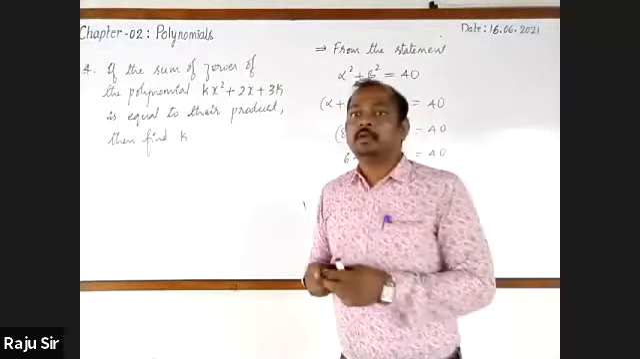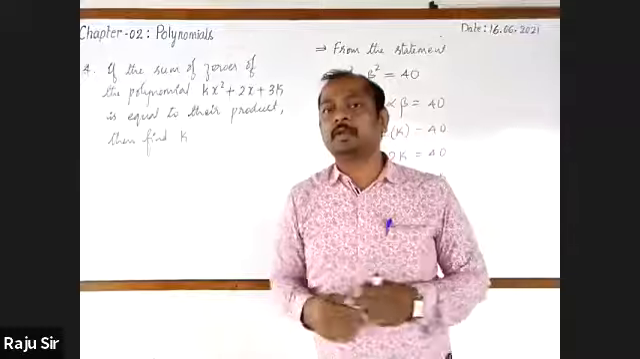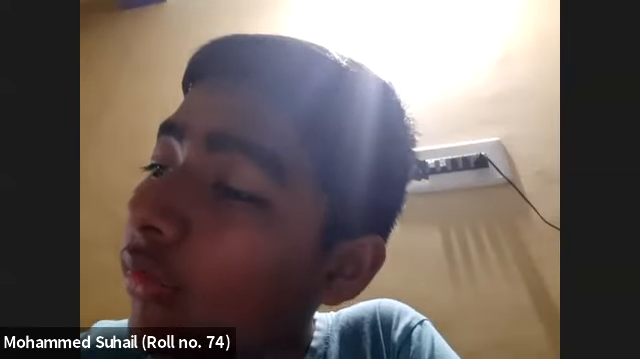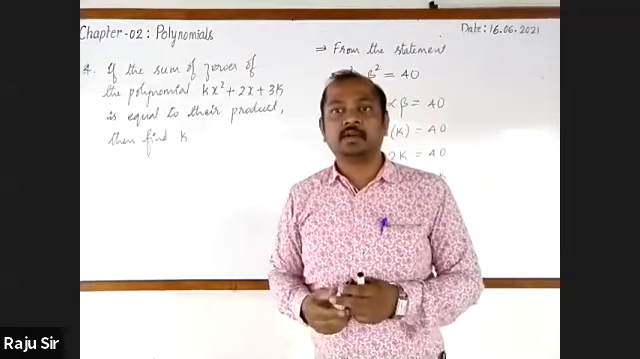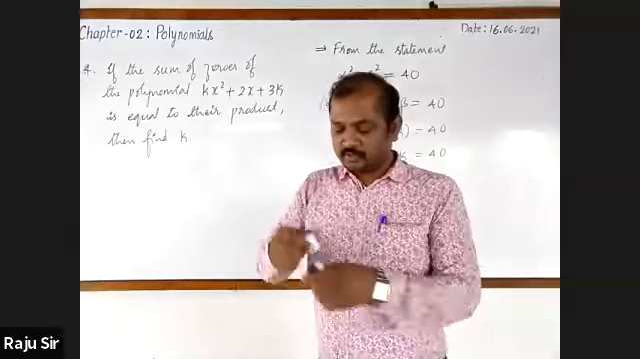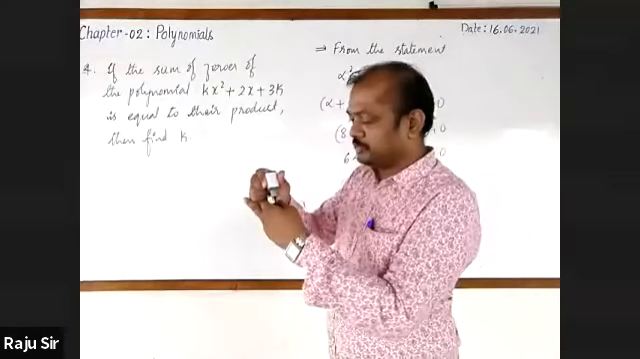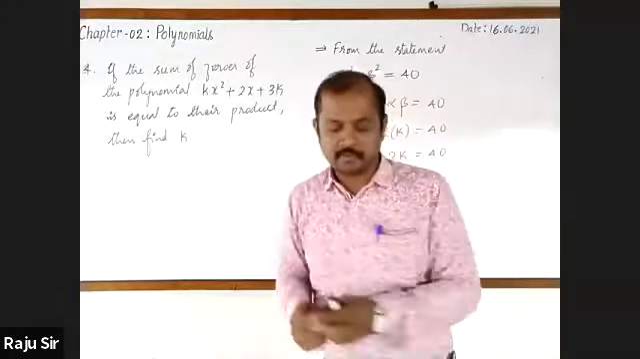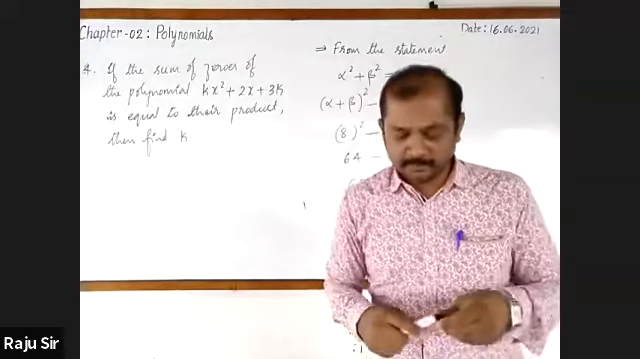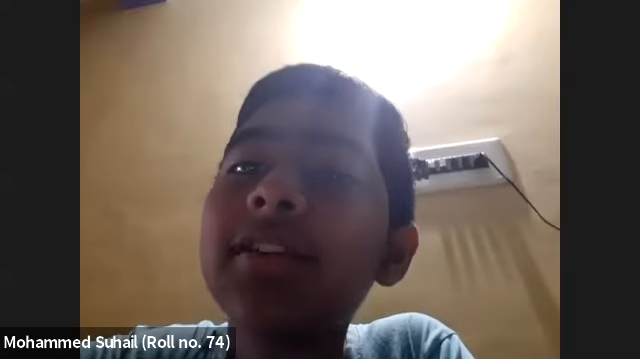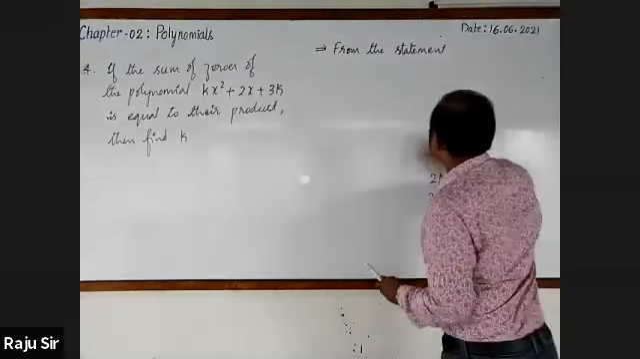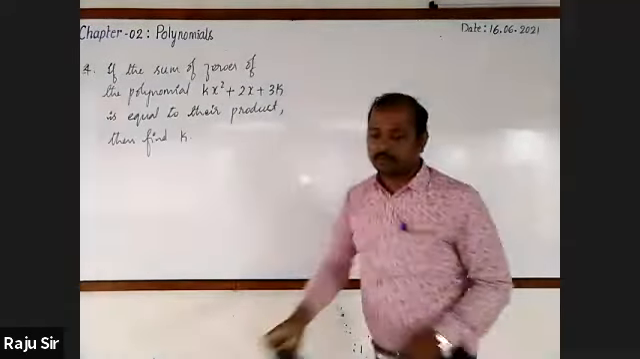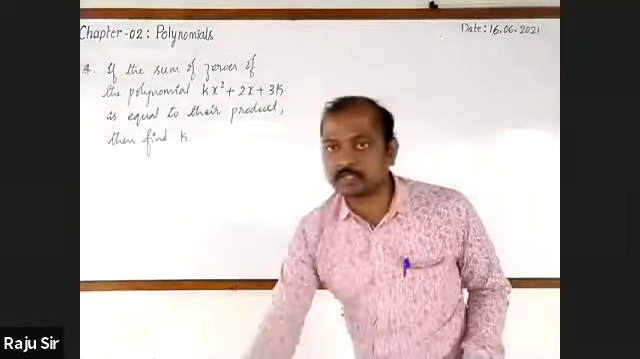When we were forming a quadratic polynomial, we came across this statement: sum of the zeros is equal to product of the zeros. You may recall that now. It's very simple. Alpha plus beta is equal to alpha beta. Very good. Just observe, afterwards you can write.